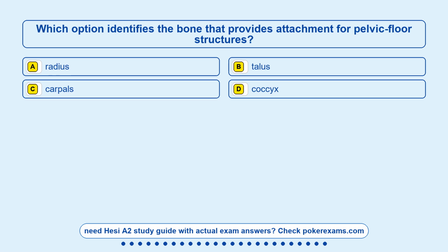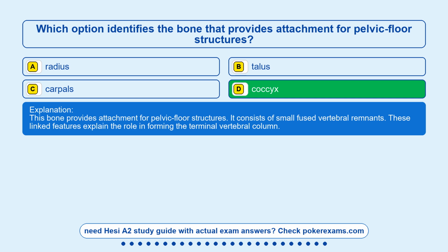Question 21. Which option identifies the bone that provides attachment for pelvic-floor structures? Option A, radius. Option B, talus. Option C, carpals. Option D, coccyx. The correct answer is option D, coccyx.